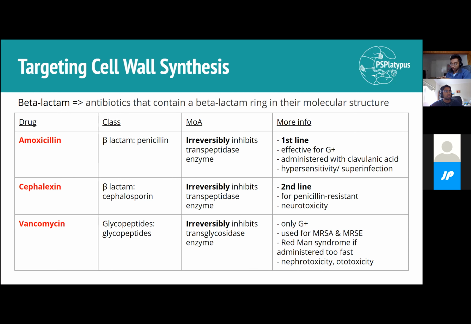And you have two different types: penicillins and cephalosporins. For the beta-lactam penicillin, an example is amoxicillin. For the beta-lactam cephalosporin, an example is cephalexin.